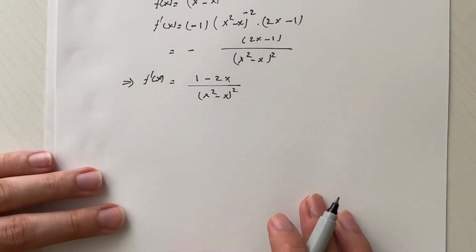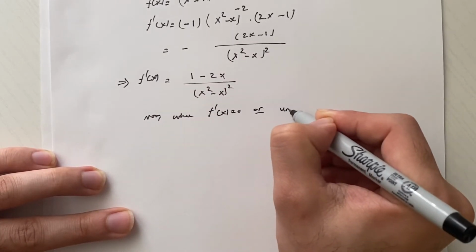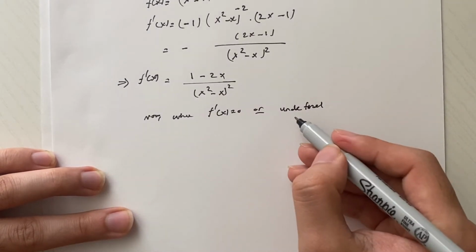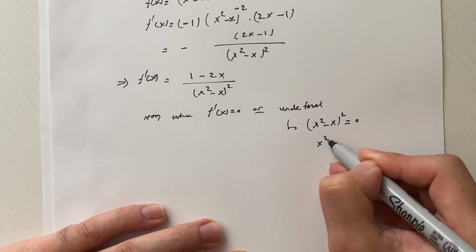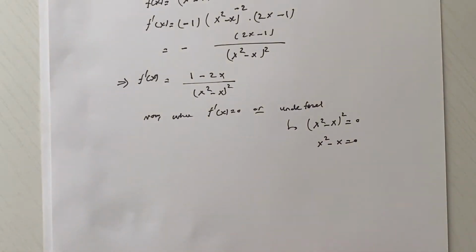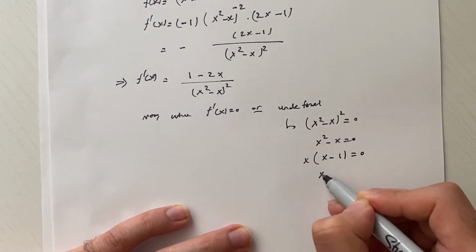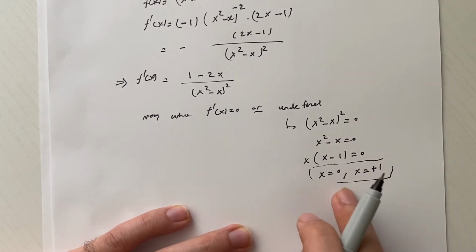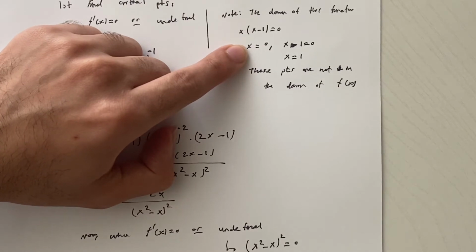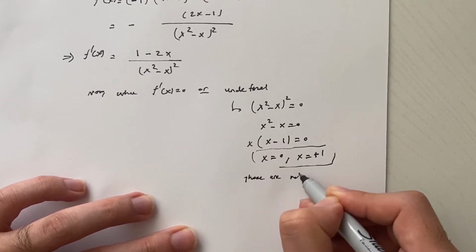Now, to find the critical points, it is where f prime of x is 0 or undefined. It's undefined when the bottom, x squared minus x, is equal to 0. Here we can factor out the x, so we'll have x times (x minus 1) equal to 0. That gives x equal to 0, and x minus 1 equal to 0, which is x equal to 1. Now, these values are actually not in the domain of our function f of x. Therefore, these points are not critical points.